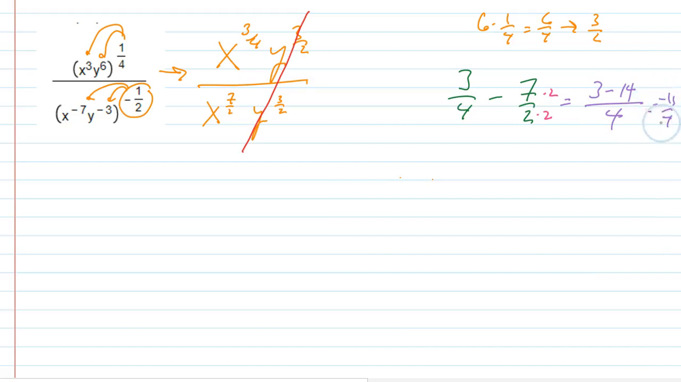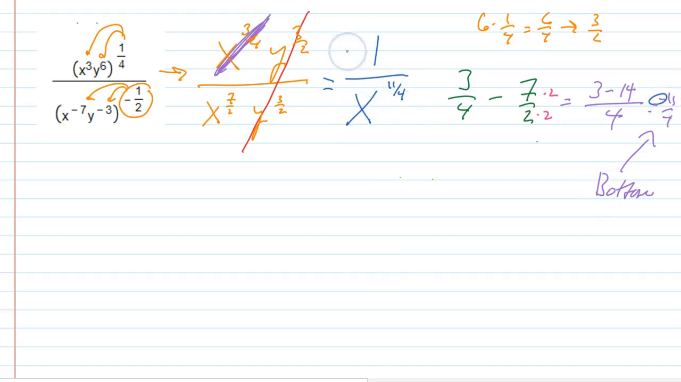Now, the negative is simply telling me that that's the bottom. What does that mean? That means the top canceled out completely, and that's going to give you 1 over. Now, the 1 has to be there in order to make it a fraction. Everything canceled out on top, leaving only the 1 on top. On the bottom, we had x to the power of 11/4. Do not write the negative. The negative simply told us that that was the bottom from subtraction, from subtracting top to bottom.